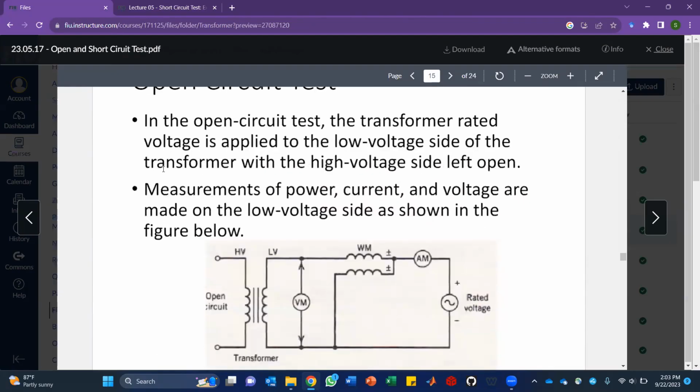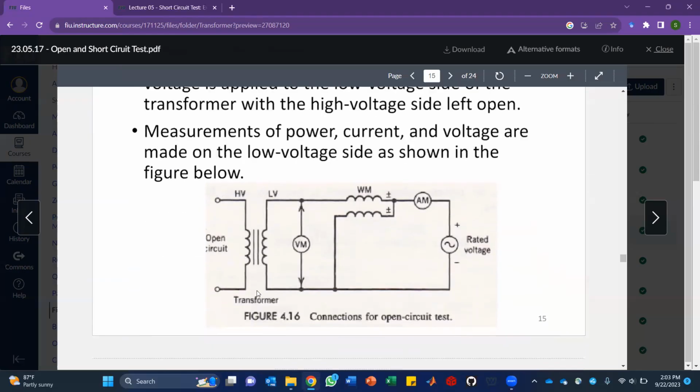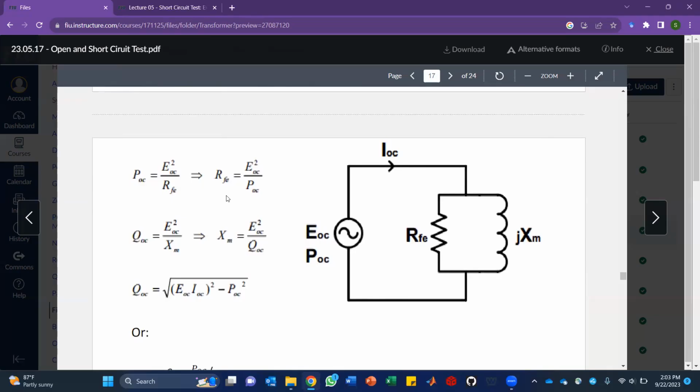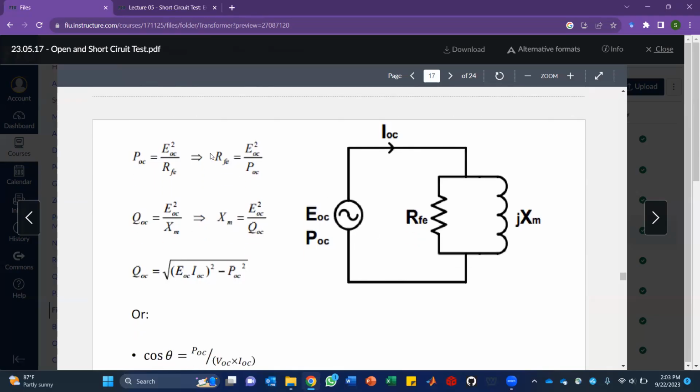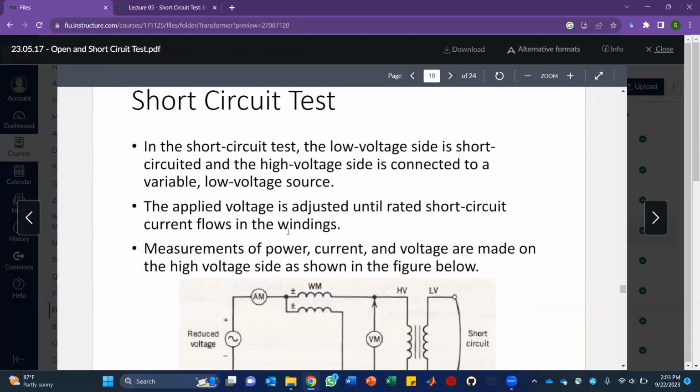In the open circuit test, what we did is supply voltage to one of the sides, which could be the low voltage side or the high voltage side, and we kept the other side open. We measured the input side's voltage and current in order to calculate the core loss components. Whichever we calculate, for example these R and X, these are core components. Today we're gonna do the opposite.